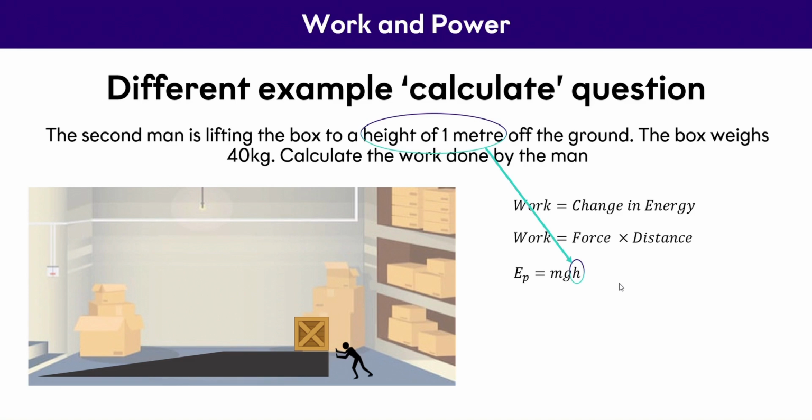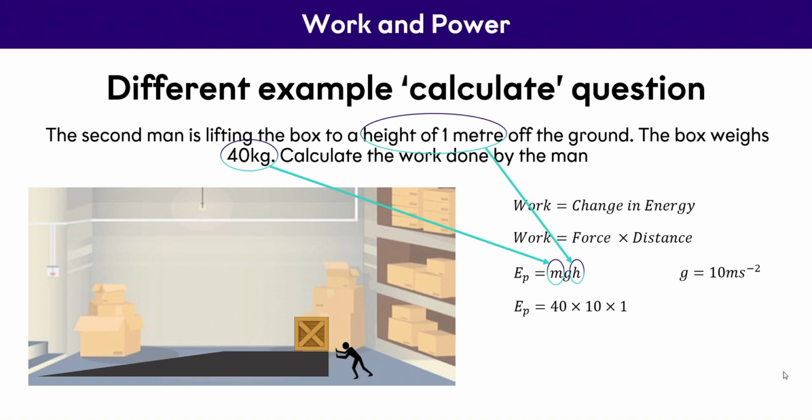Well, we've got a height of 1 meter, so we can fill in h. We also have a mass of 40 kilograms, so we can fill in m. And we need to work out g. We know on Earth that g is always equal to 10 meters per second, and so we have that now.